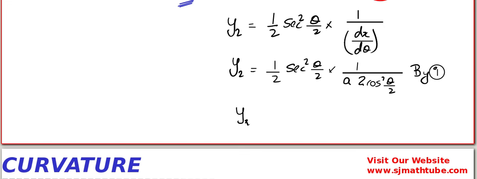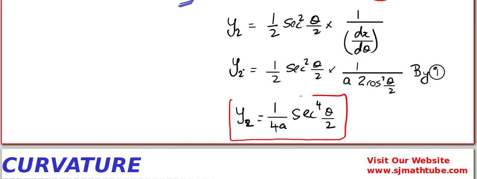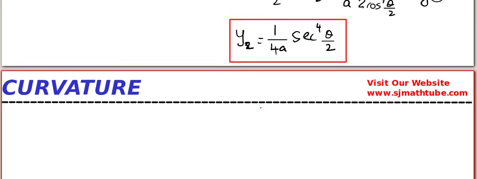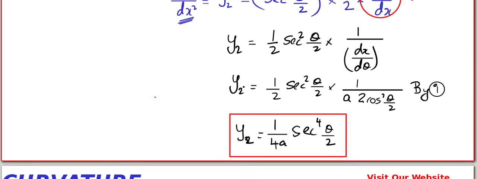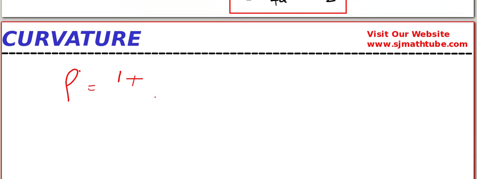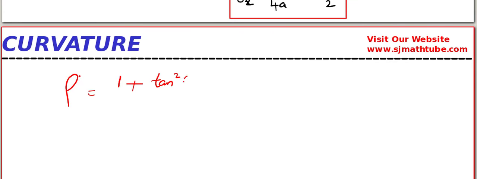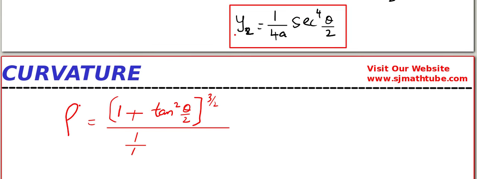So we end up with y2 is equal to 1 by 4a. 1 by cos is sec, so we end up with sec to the power 4 theta by 2. That's it. Now we have the capacity to apply the formula which we used for Cartesian. So what is the radius of curvature at any point? It is 1 plus y1 squared. Where is my y1? So 1 plus tan theta by 2 the whole squared, the whole power 3 by 2, the whole divided by 1 by 4a sec to the power 4 theta by 2.